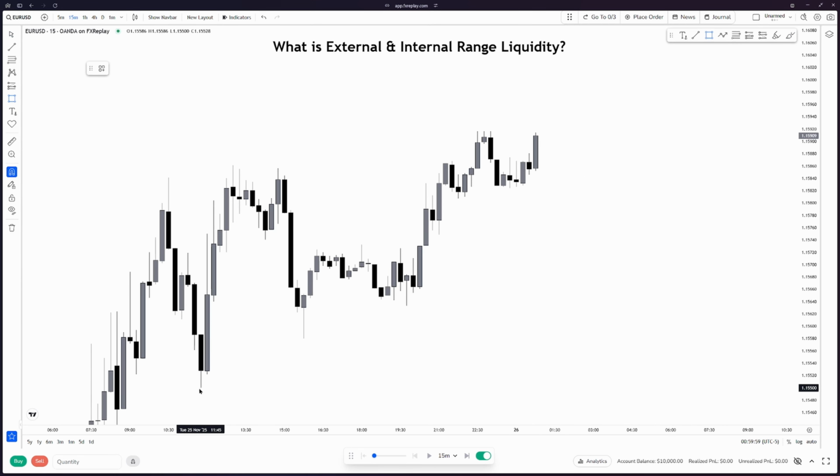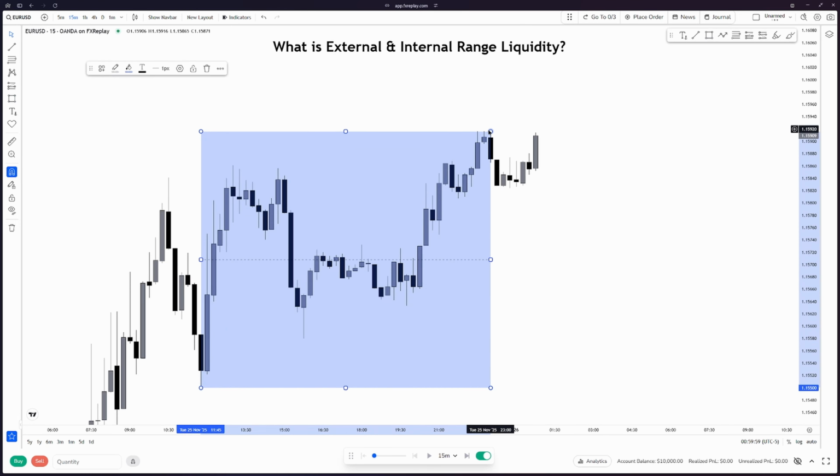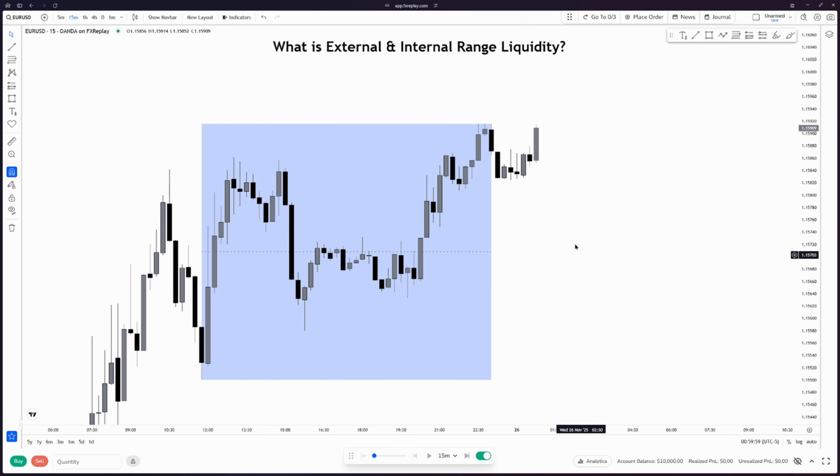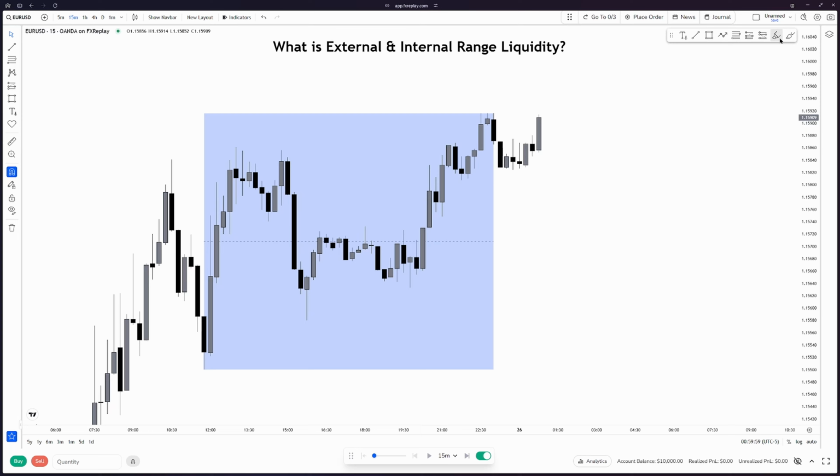So on the chart, I'll first draw a box from this low to this high. Notice how between this low and this high we have a lot of structure? That entire structure becomes our internal range liquidity. And these 2 points, this high and this low, they are our external liquidity.